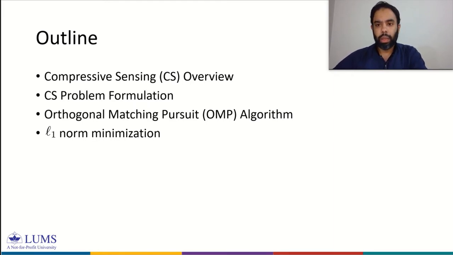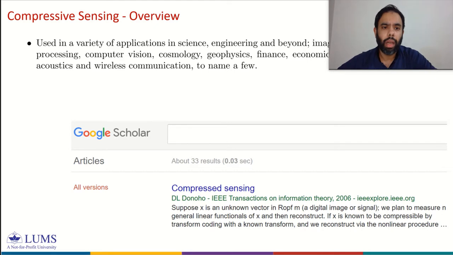Okay, let's start with a compressive sensing overview. Compressive sensing has been a groundbreaking development in the last 15 to 20 years. It has been used very widely in a variety of applications in different areas of science and engineering, including but not limited to image processing, signal processing, medical imaging, computer vision, geophysics, finance, economics, acoustics, and wireless communication. In fact, wherever you have a signal reconstruction problem from noisy measurements or a small number of measurements, you can employ this compressive sensing framework.